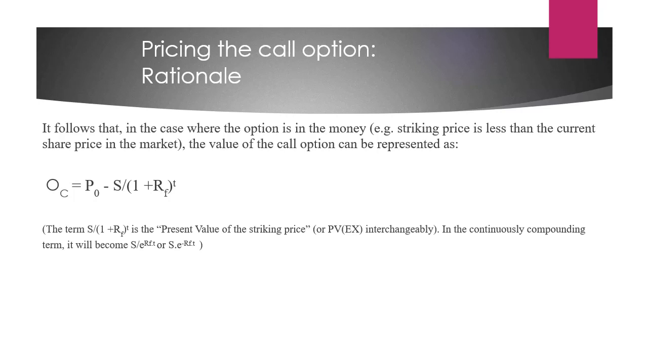The above formula is not generalized yet, since it covers only the case where the option will be in the money, in other words, if the option will finish in the money with certainty. At this point, one can tell already that there are 4 factors which affect call option value, namely the current value of the stock price P naught, the exercise price S or EX, the risk-free rate RF, and the time to expiration.